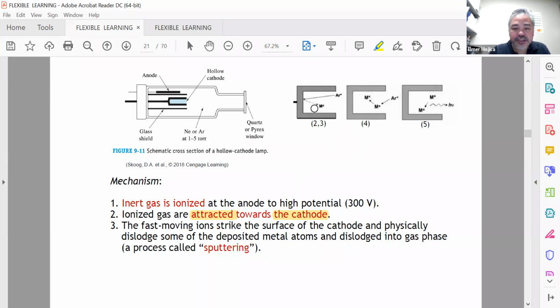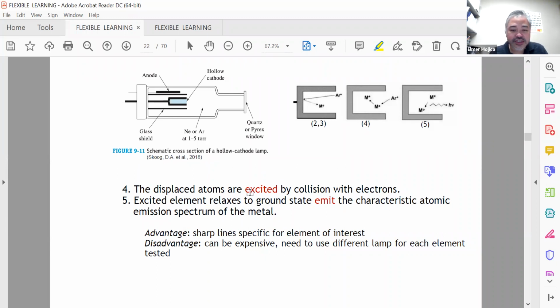And then, as you go on, the displaced atoms are excited by the collision with the electrons, and the excited elements relax to the ground state, emitting the characteristic atomic emission spectrum of the metal. The way you could look at this is that the atoms are excited by the collision with the electrons, and once they go from the excited state to the ground state, that's where they emit energy.